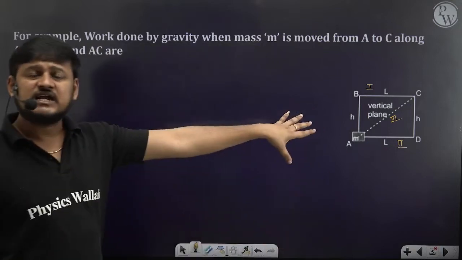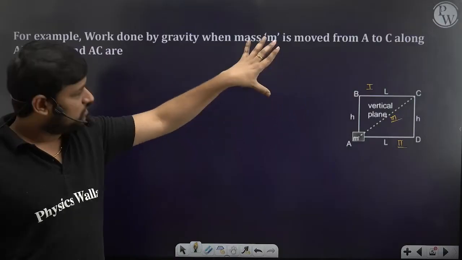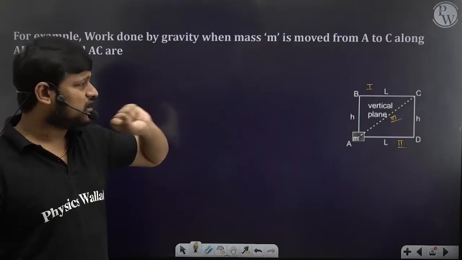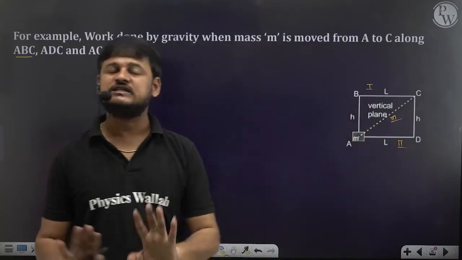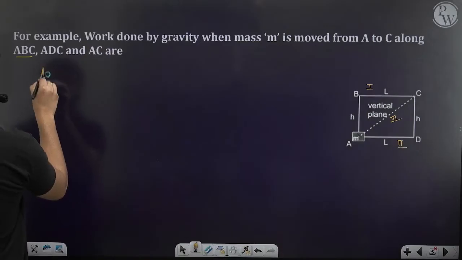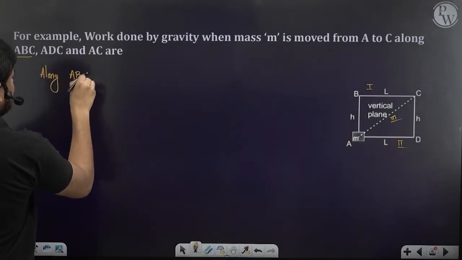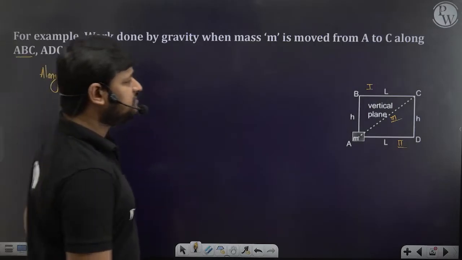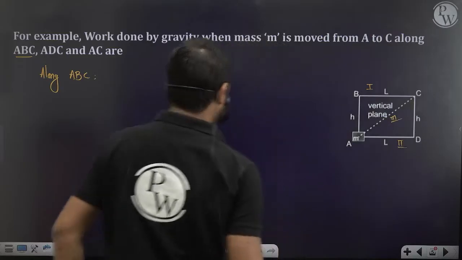So let's calculate and see whether we are getting the work done by gravity the same or not. In path 1, path 2 and path 3 we should get the same, right? So first along ABC, just observe the concept. Along ABC means first we have to lift this from A to B, then from B to C. So see here.